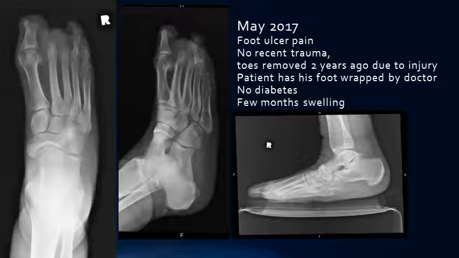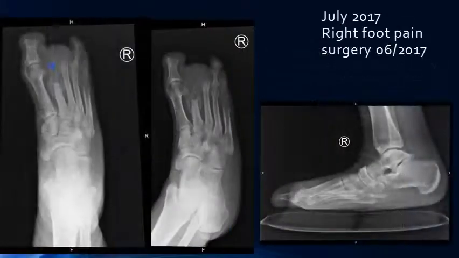Also, this time the tech had asked the patient if he had diabetes or a history of it, and the patient had denied. The doctor's report was no different than the previous, but he also suggested osteomyelitis of the second metatarsal. In July 2017, the patient came back. His status was.